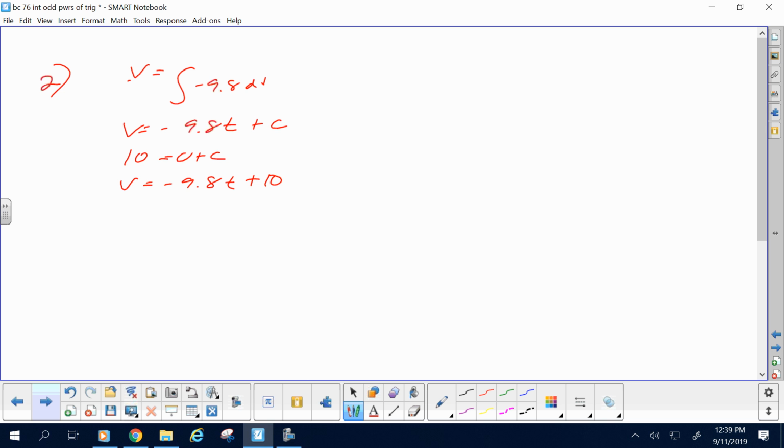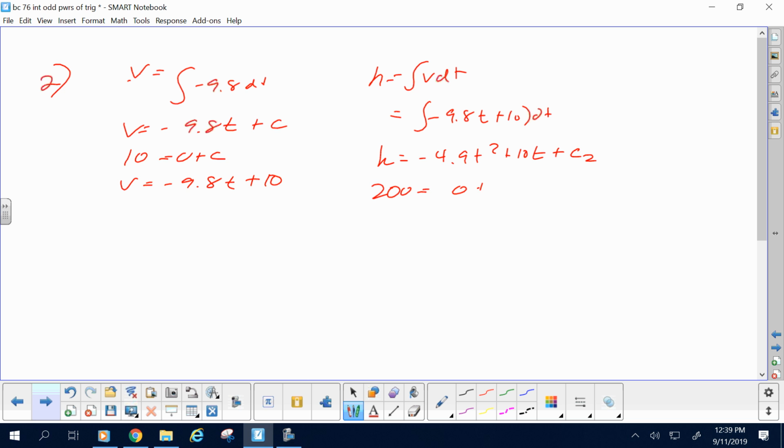So, now we're ready to find the height. Height is the antiderivative of velocity. Hey, there you go, there's some more calculus. Negative 9.8t plus 10 integrated is negative 4.9t squared plus 10t plus a new constant. I wouldn't take off if you didn't use C1 and C2, but that's just how I was taught. So I think it's good calculus. It communicates they're different. It says from the top of a 200-meter building, so that's 200 equals 0 plus 0 plus C2. Height is negative 4.9t squared plus 10t plus 200. Are you down?